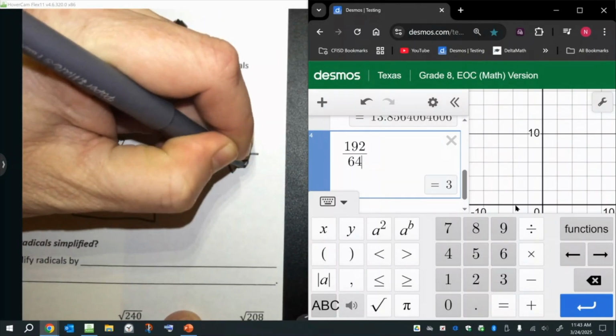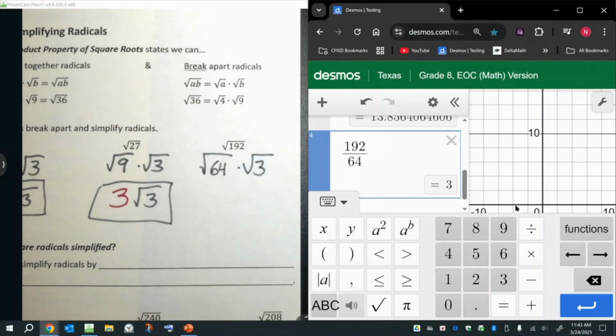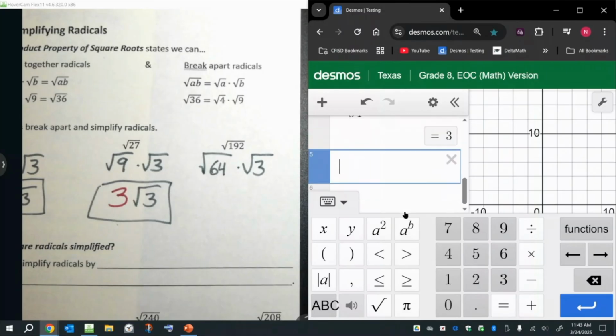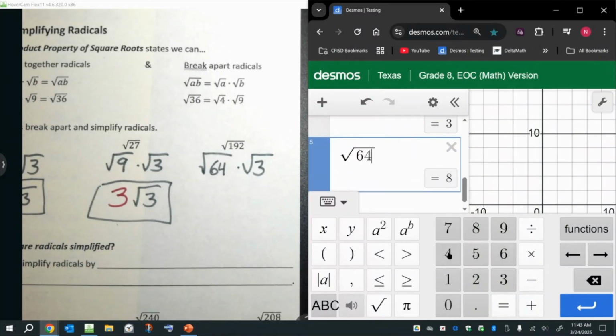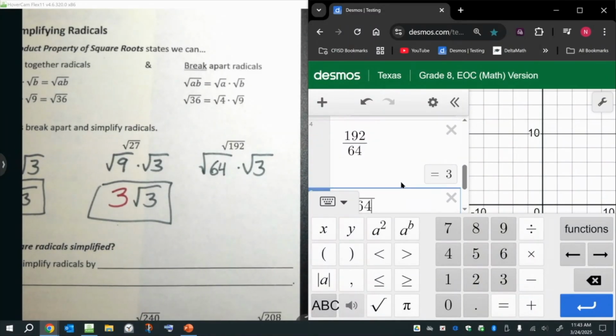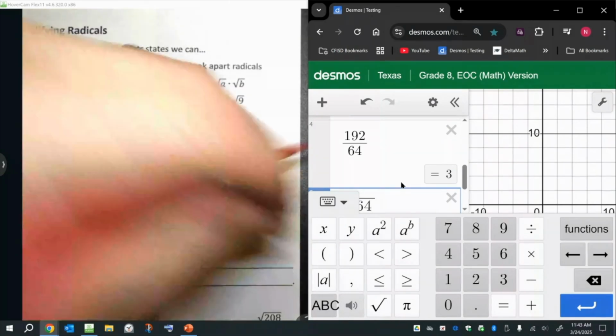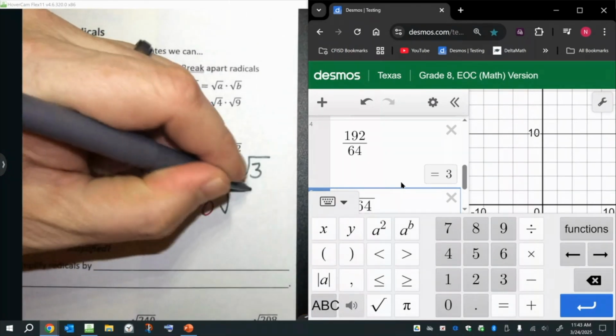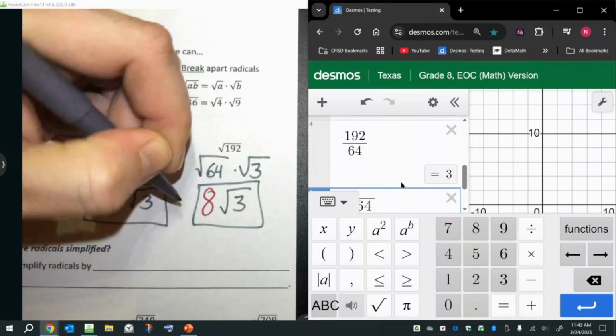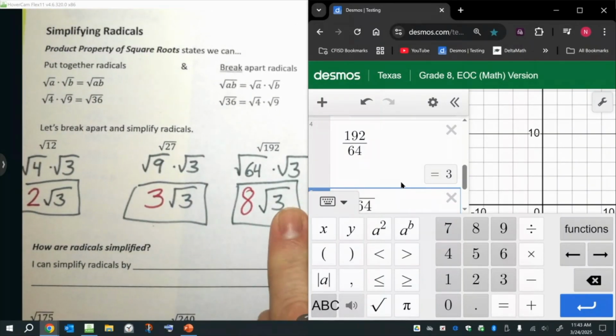times the square root of 3. Oh, all these square roots of 3s. And we know the square root of 64 is 8. So now this becomes 8 times the square root of 3. So the goal is to always keep the smallest number possible in here.